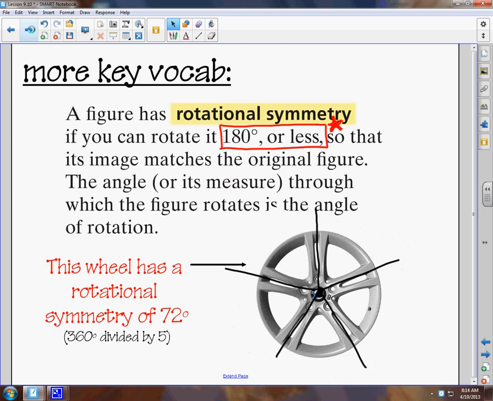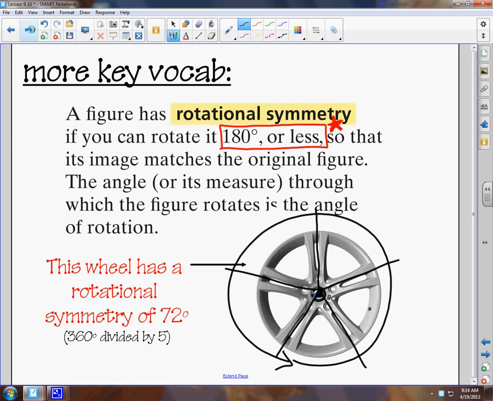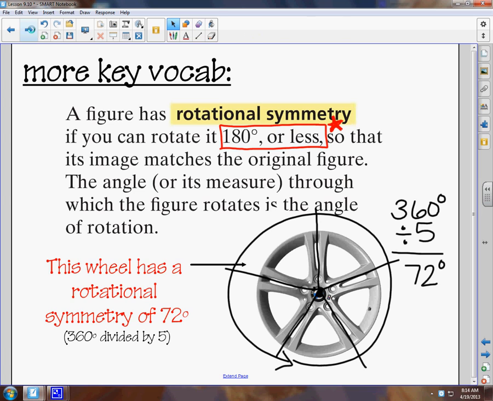How you figure it out is a circle has 360 degrees of rotational symmetry, and you divide that by the number of parts of whatever you are looking at. So if it is like this, it has 5 parts. So then it would have 72 degrees rotational symmetry, which means if I move it from this green line to this green line, it is 72 degrees to get right to the exact same position.